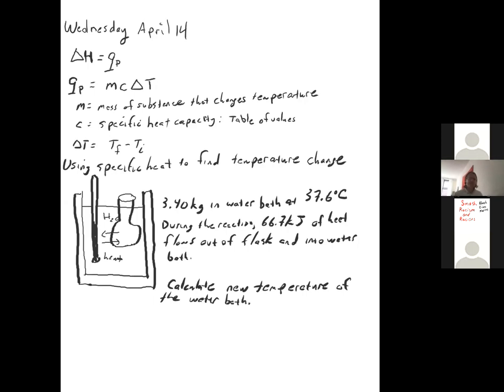Okay. And then they tell you to assume that the specific heat capacity of water is 4.184 joules per gram degrees C. So here's the approach. We know the initial temperature, right? The water is at this temperature. Heat flows out of the flask and into the water. So that reaction is exothermic, right?